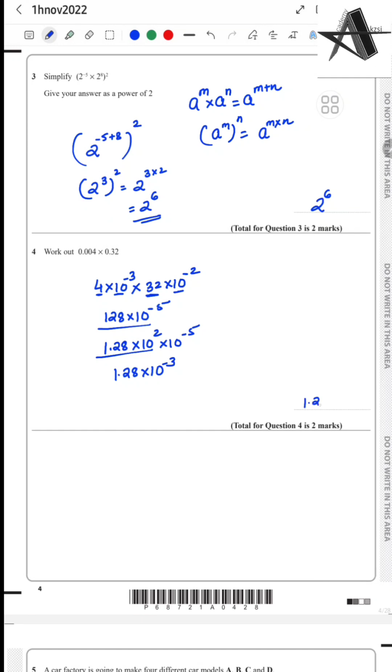So I can write 1.28 into 10 to the power of minus 3. That's your final answer. Or if you want to write it in decimal form, because in the question they have already given it in this way, you can write 0.00128. In either way, you can write down your answer.